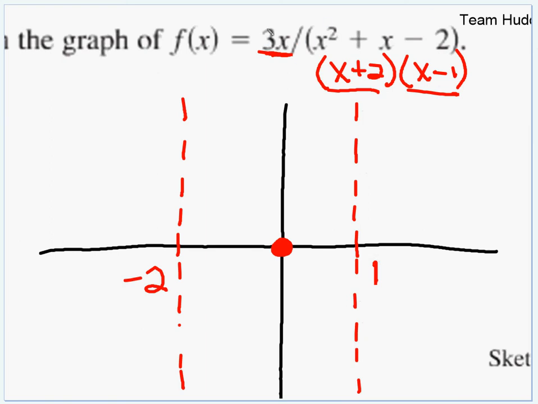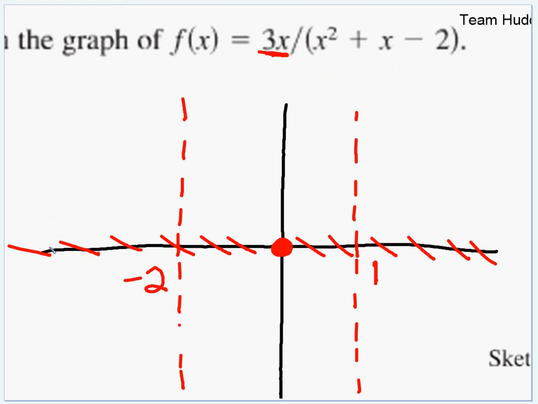If we look at our power, 3x upstairs, x squared downstairs, our denominator is more powerful. We have the x-axis as a horizontal asymptote. And we just need a few more points in there.